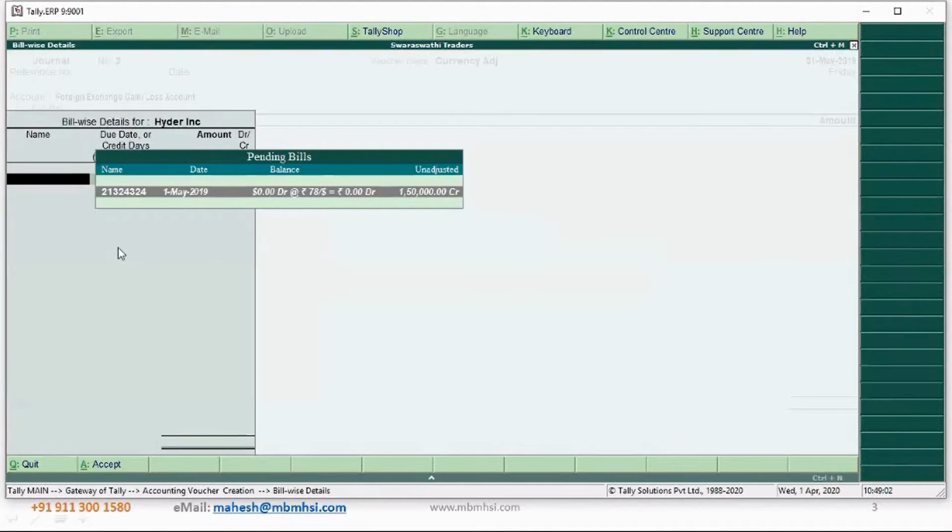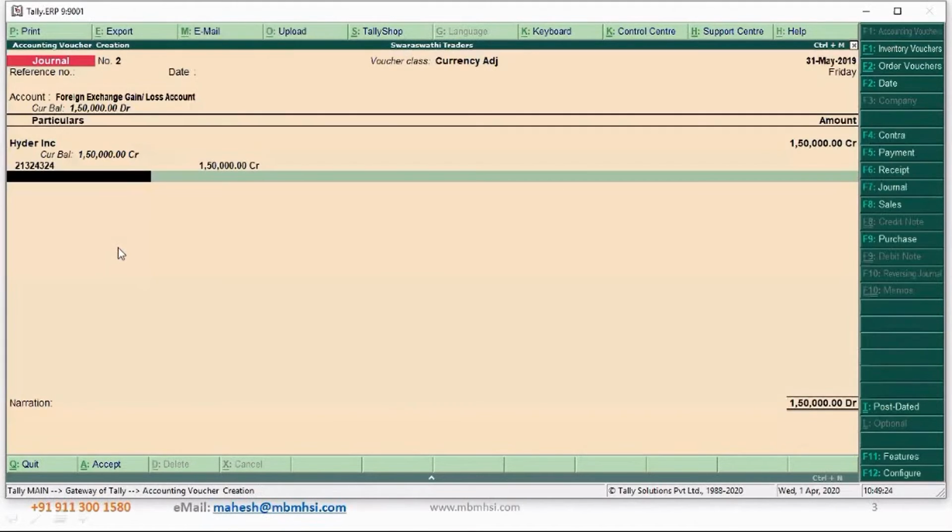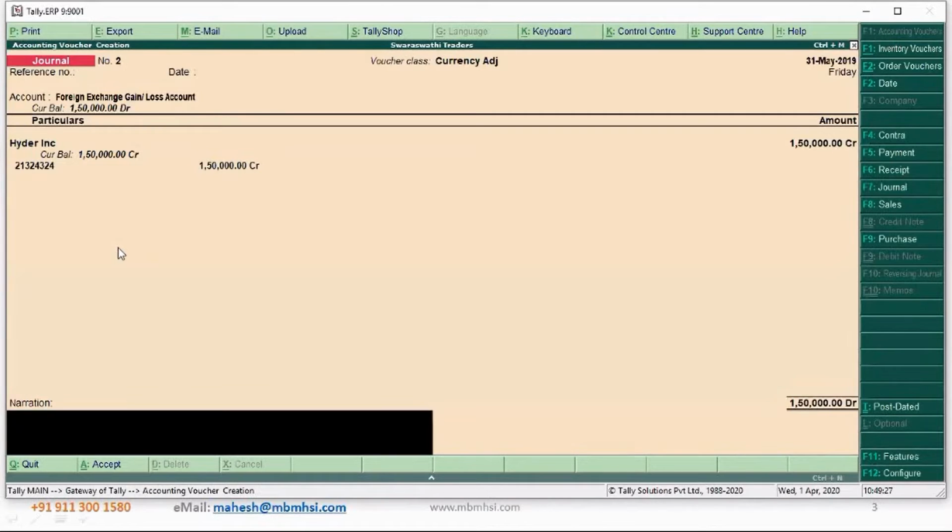Once you select the supplier name, it automatically opens all the pending bills. So here you can look at this bill. Bill number is there, date of the bill is there, and unadjusted, it is showing what is unadjusted, 1,50,000 rupees. Select this bill, 1,50,000, and save this transaction, being loss on import purchase accounted. This is a loss, right?